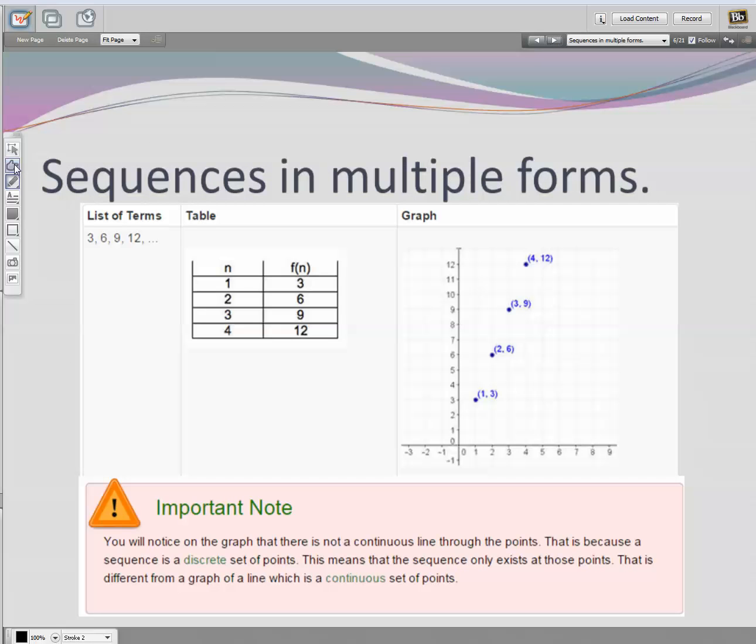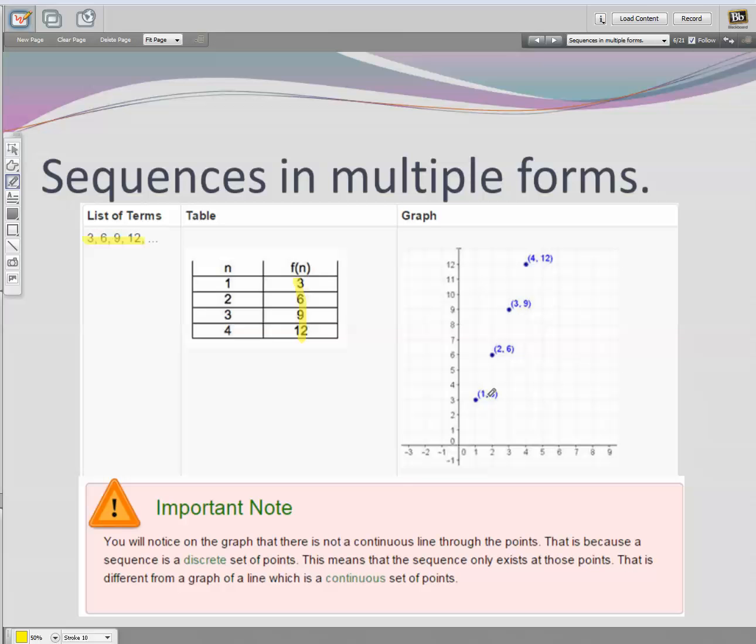Okay. You can show your sequences in multiple ways. What we've seen so far are just lists, but don't forget that you can also express your sequence in a table. So n is just telling you the number of the term. The first term is 3, the second term is 6, the third term is 9, the fourth term is 12. Notice how that does compare here. Right, there's the actual sequence.